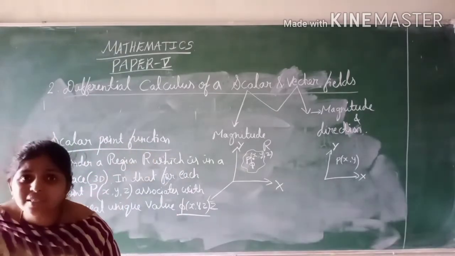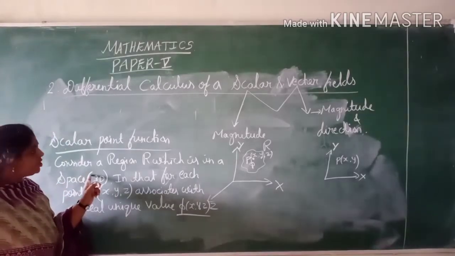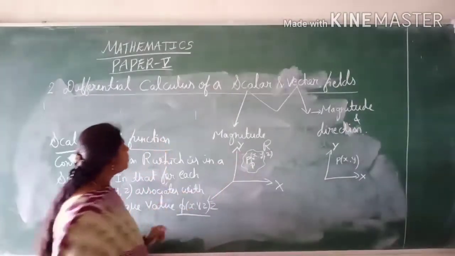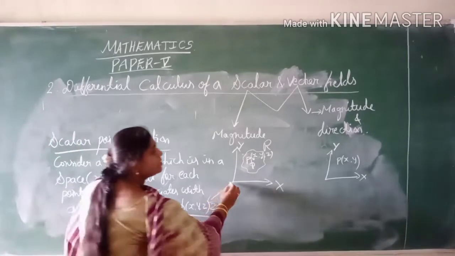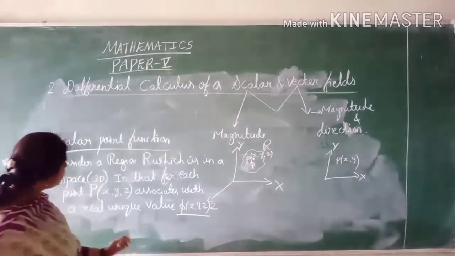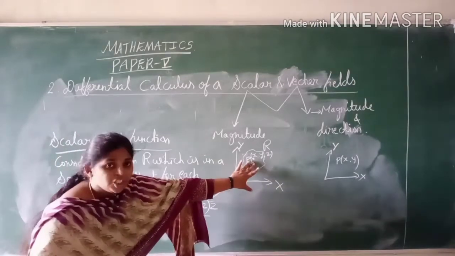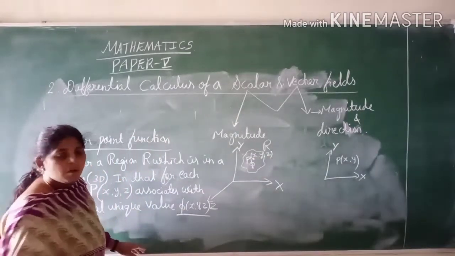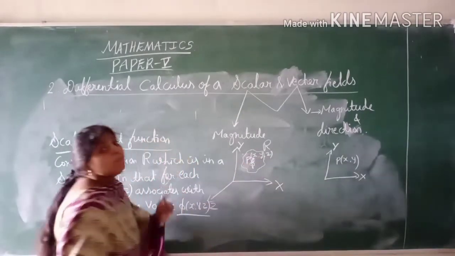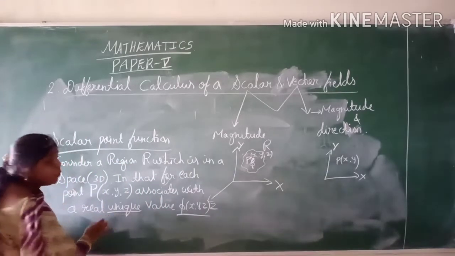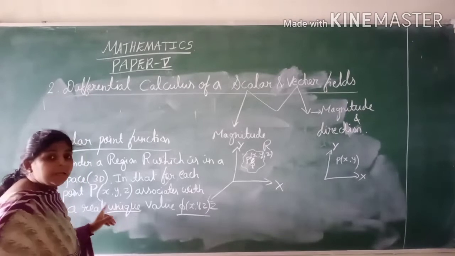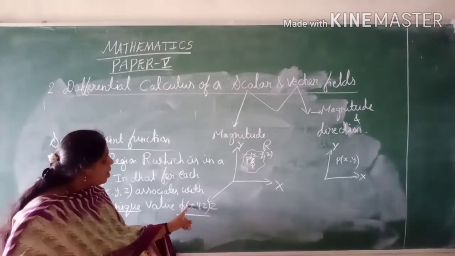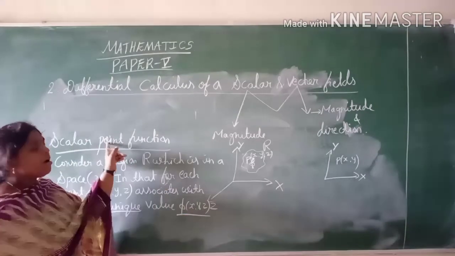Once again I will explain the scalar point function. What is meant by scalar point function? Consider a region R which is in space. Space means x, y, z axes, that is the three-dimensional space. In this region R, each point P of x, y, z associates some unique, see, this is very important, unique means particular, real value function phi of x, y, z. Then we call phi of x, y, z a scalar point function.